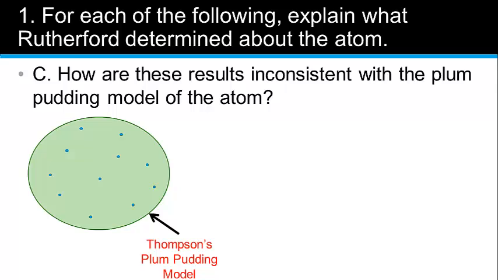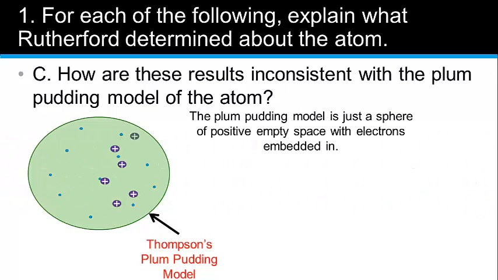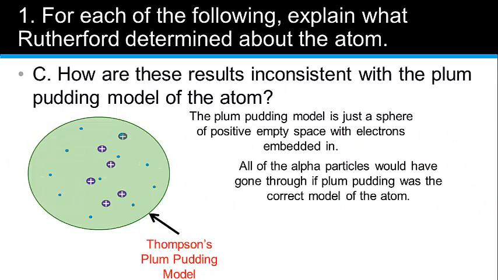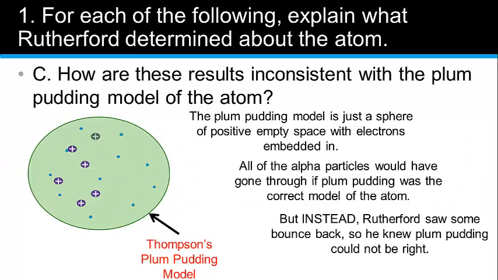If I fire alpha particles at this atom, all of the alpha particles are going to fly straight through. The plum pudding model is just a sphere of positive empty space with electrons mixed in. All of the alpha particles would have gone through if plum pudding was the correct model of the atom. But instead, Rutherford saw some of those particles bounce back. Therefore, he knew that plum pudding could not be the correct model of the atom. In the actual experiment, Rutherford saw that about 1 in 8,000 alpha particles actually bounced back.